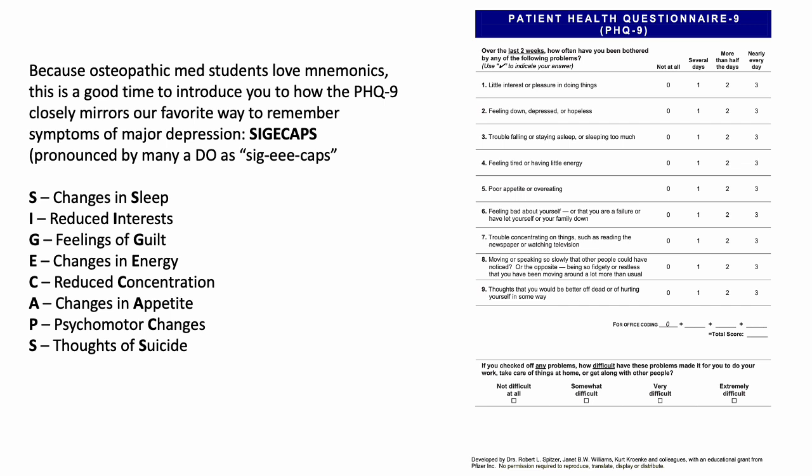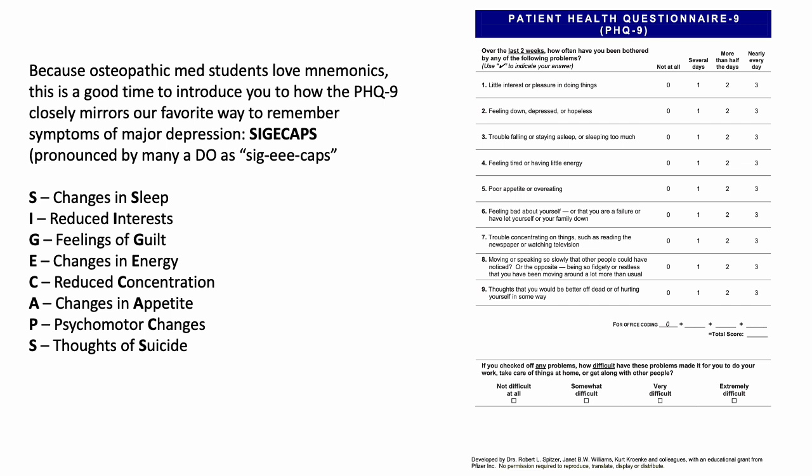Now the PHQ-9 consists of 9 questions that in general run us through this mnemonic of remembering how to screen for depressive symptoms. This again is something that every first-year med student gets to know and memorize, and that's this mnemonic SIG-E-CAPS. Now, SIG-E-CAPS runs us through changes in sleep, interests, guilt, energy, concentration, appetite, psychomotor changes, and thoughts of suicide. You can look at the questions on the PHQ-9 to get a better idea of how we might ask about those and what those different symptoms mean.